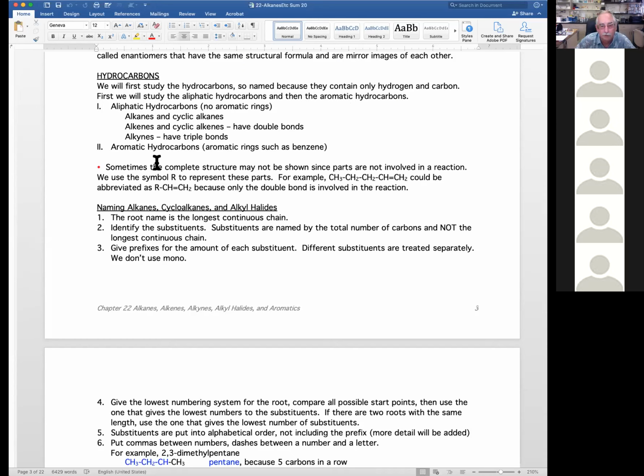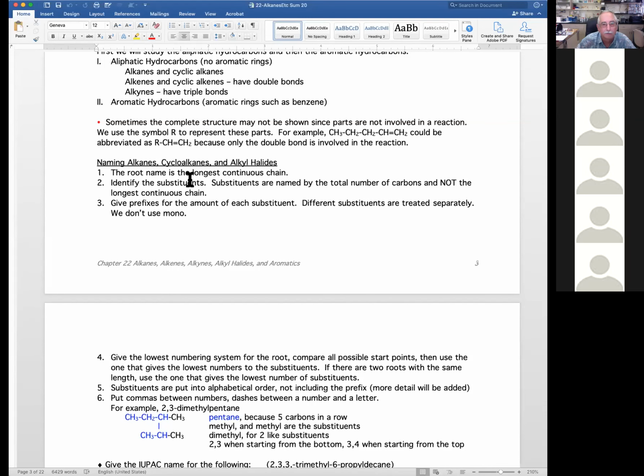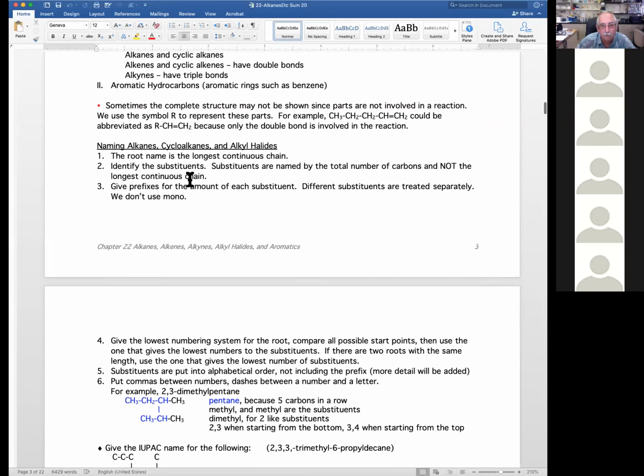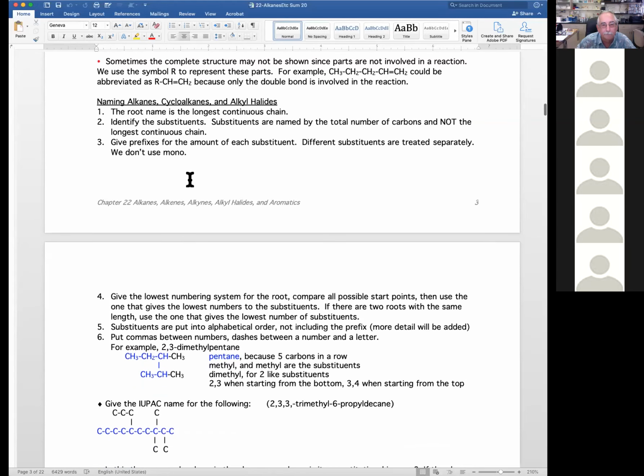So here is the definition of R. Sometimes we use R to designate certain parts of a molecule to make it simpler to write. So let's go into the naming of these. So the root name is the longest continuous chain. Then once you identify that, you identify the substituents that go on to that longest continuous chain. The substituents are named by the total number of carbons and not the longest continuous chain.